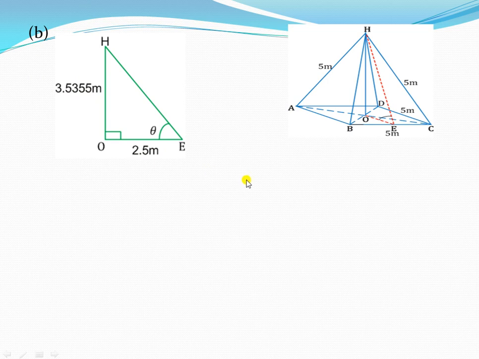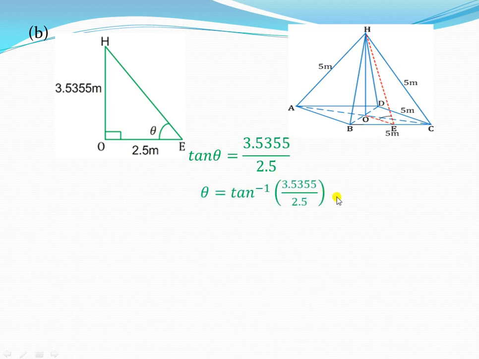So from this point, we can simply use our SOH CAH TOA, whereby we say tan of theta is equal to the opposite over the adjacent. And from that point, our theta will be the tan inverse of all this. And that will be our next step. Then you simply press the tan inverse of 3.5355 over 2.5 on your calculator. When you do so, you will come up with 54.74 degrees, and write it to at least 2 decimal places.